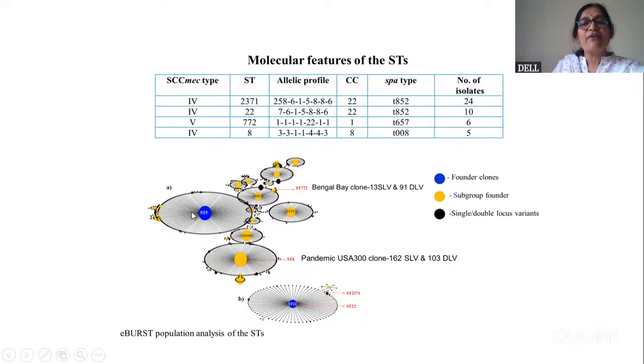That means from one point, they have emerged or diversified into various lineages of the bacteria. You can see ST22 somewhere and sequence type 8 somewhere else. So that means there is a lot of divergence of these organisms with time. Evolution has occurred, and finally they have emerged into various kinds of lineages.